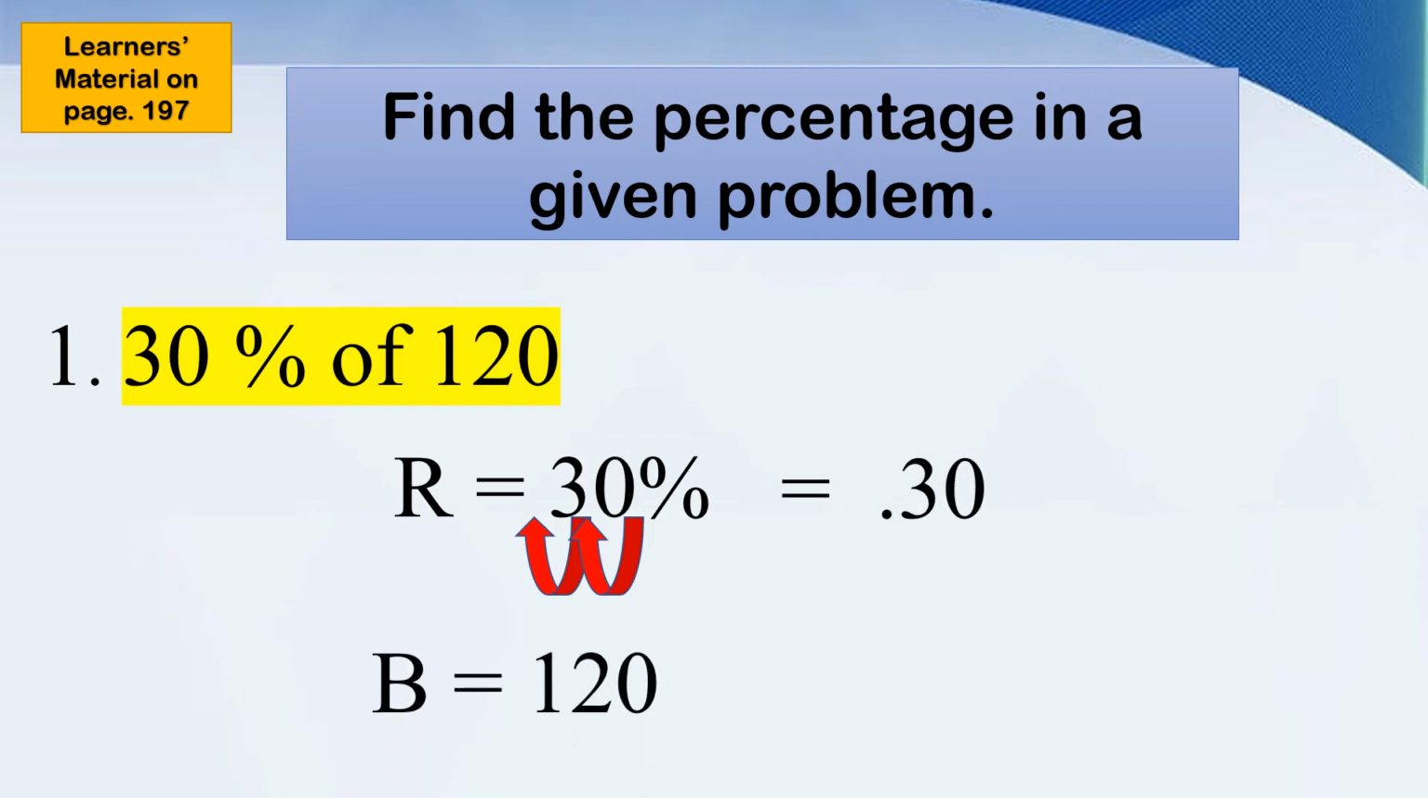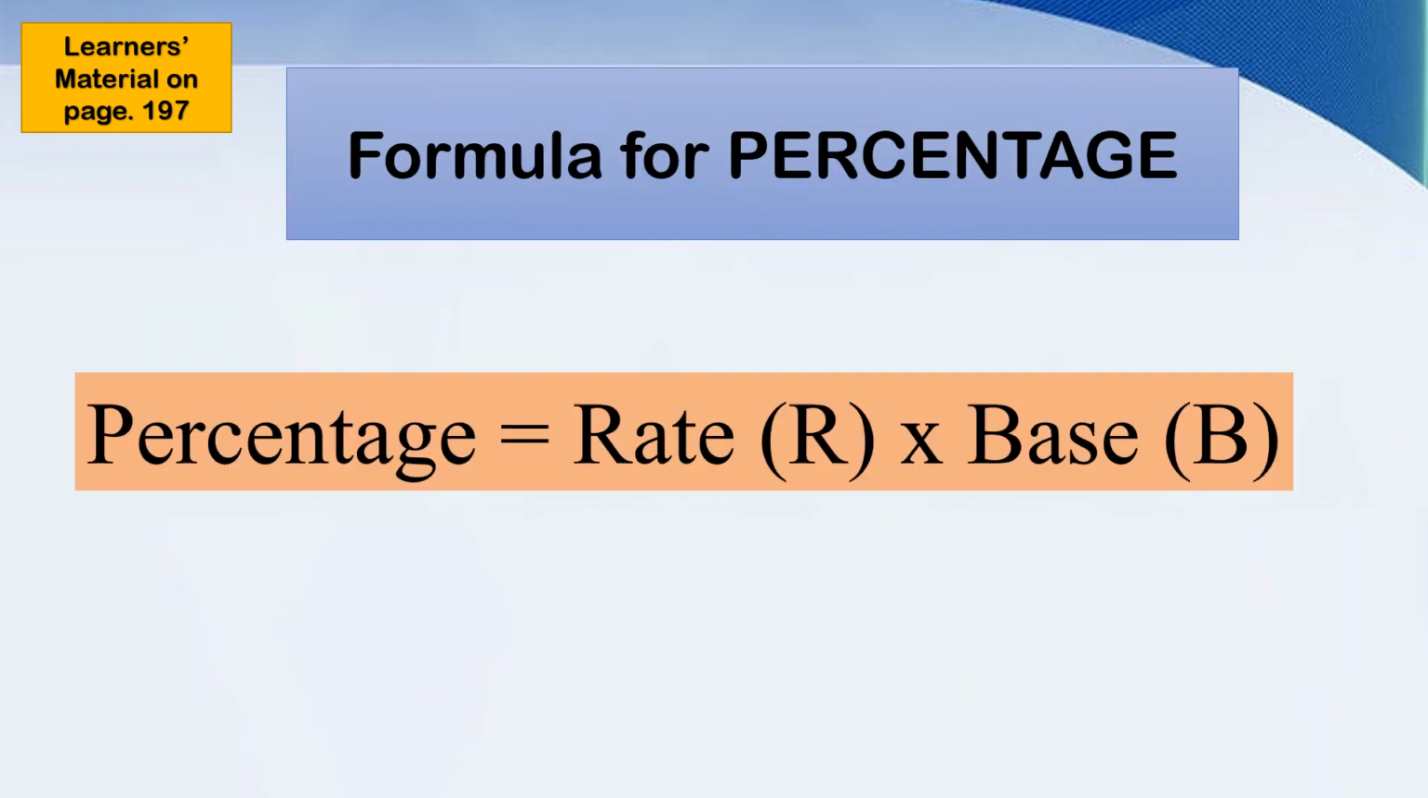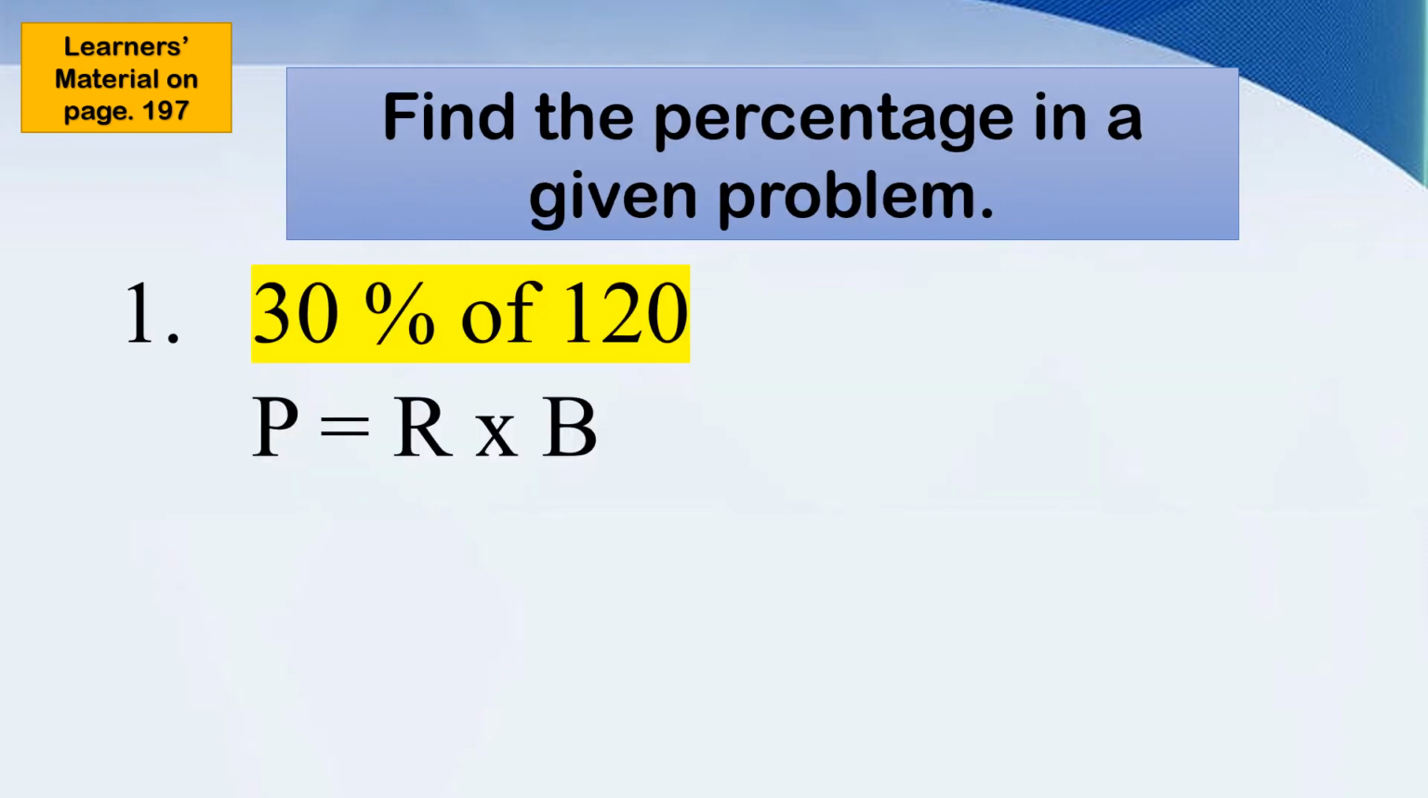while the base is 120. And percentage is the unknown. The formula in finding the percentage is P equals R times B. P stands for percentage, R stands for rate, and B stands for base. Percentage equals rate times base. Let us substitute the given in the formula. P is equal to R times B.